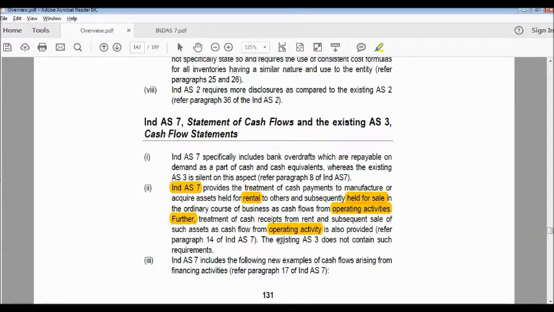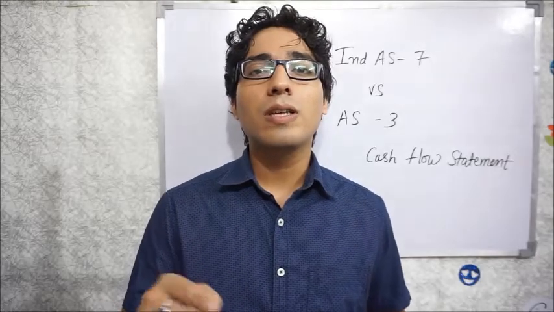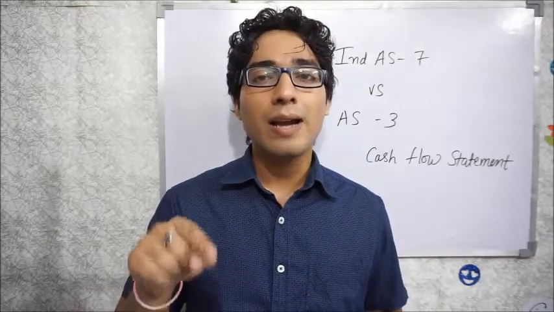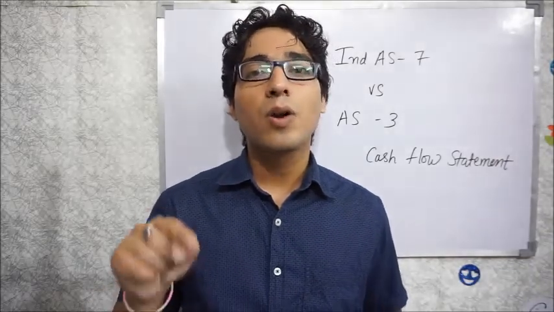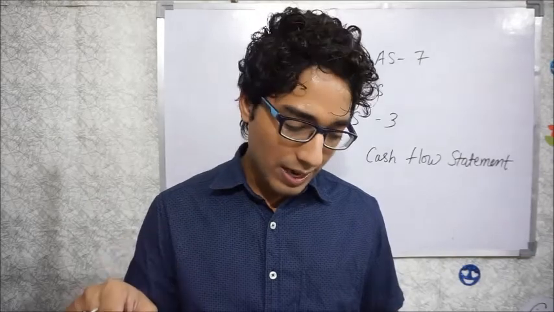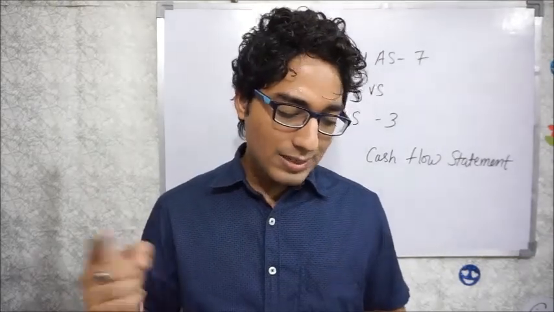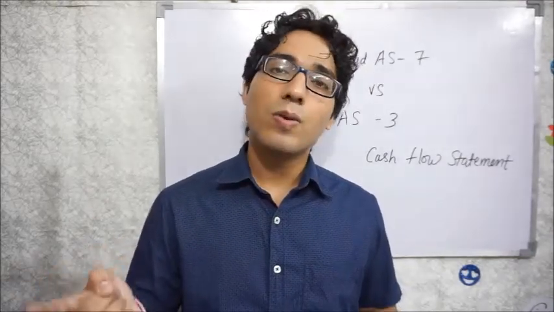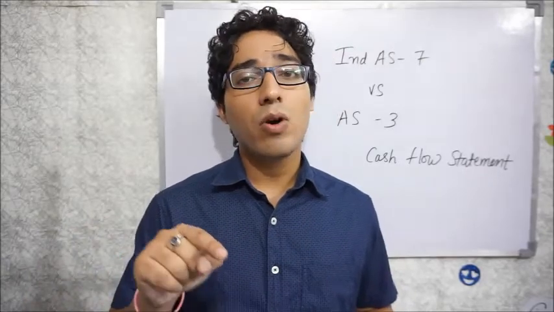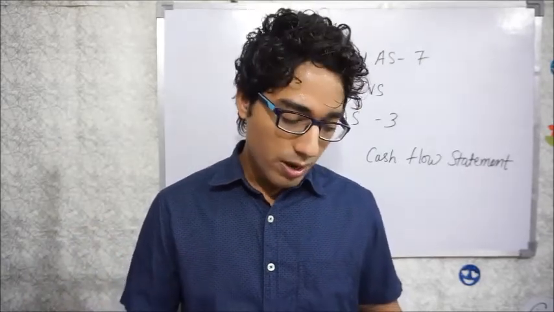Refer paragraph number 14 of Ind AS 7. The existing accounting standard 3 does not contain such requirement. So when you receive the rental income, that rental income will also be your operating activity instead of investing activity. And when you subsequently sell such an asset, that will also be your operating activity, not your investing activity.